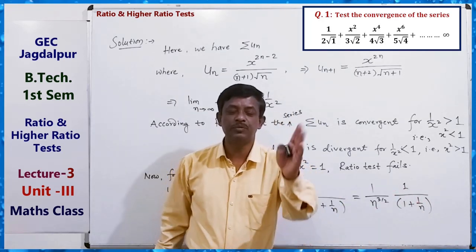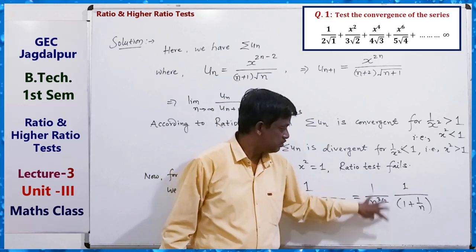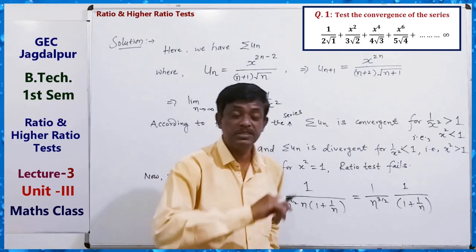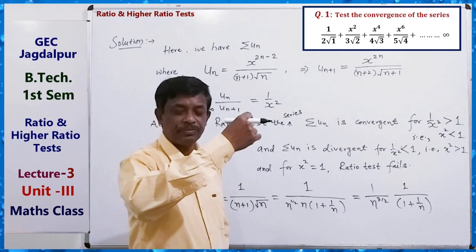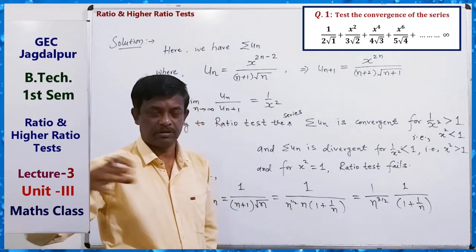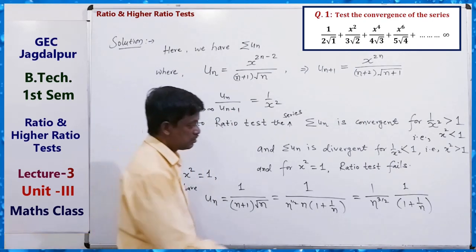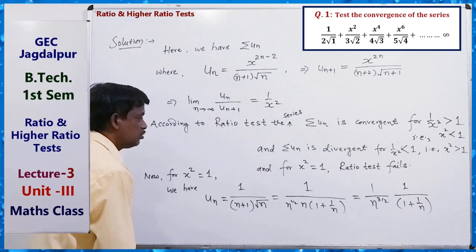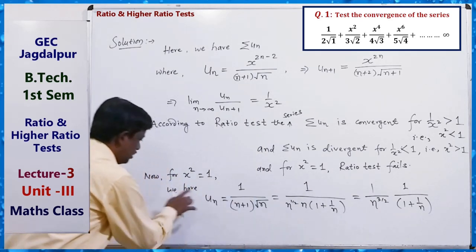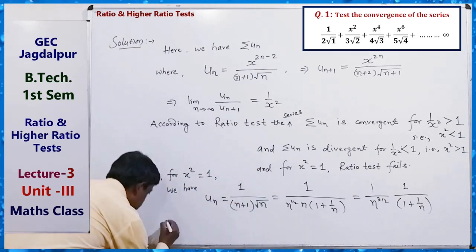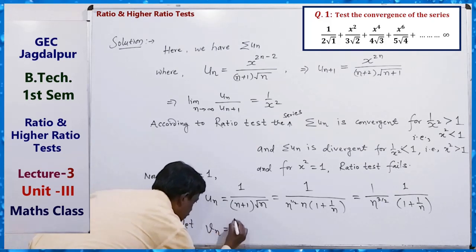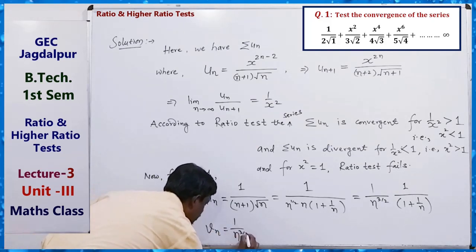The first term will be 1, and if this term is not, it can be neglected, because for the comparison test we are taking un by vn for testing the condition. So here we can take vn equals 1 by n to the power 3 by 2. We have un equal to this. So let vn equal 1 upon n to the power 3 by 2.